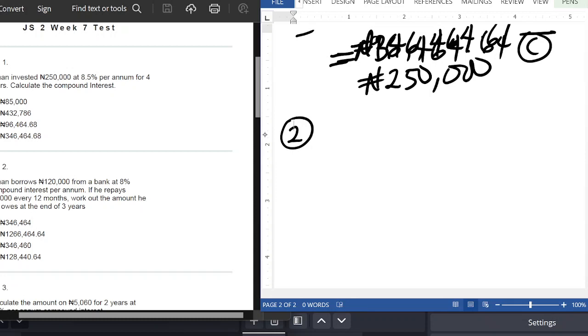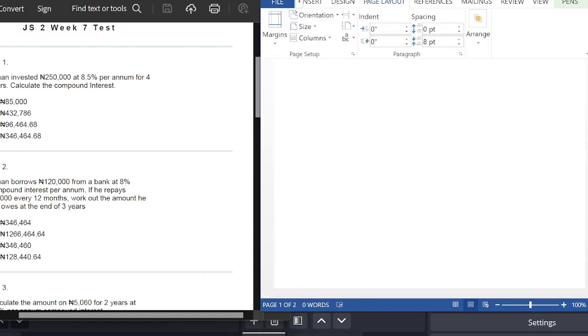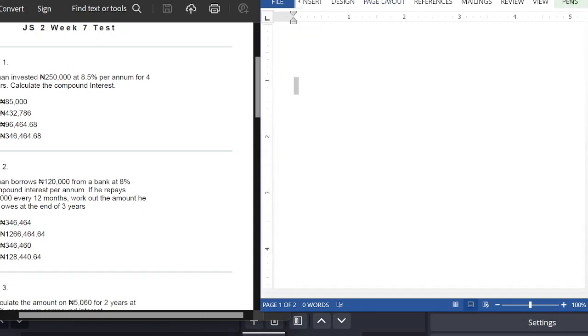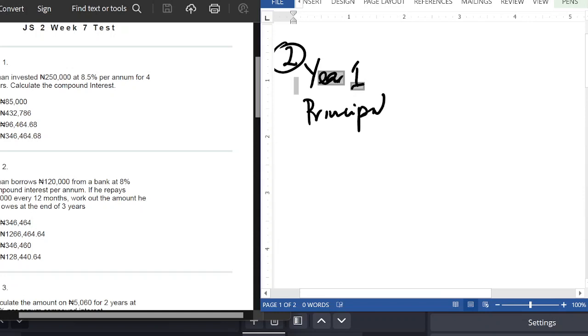because since the man is repaying some amount of money at the end of each year, in that case we will make use of the first method, which is the manual method. So let's look at that. Let me clean the board. So let's begin with the manual method. Year one: the principal is 120,000 naira. That's the amount the man borrows.